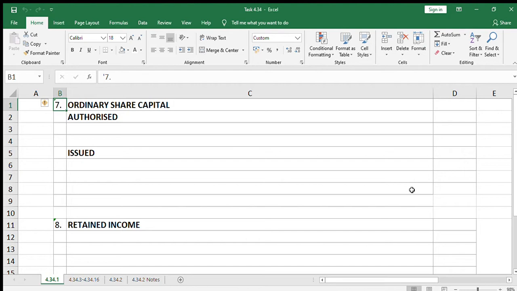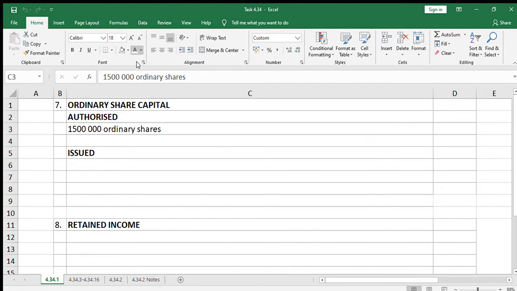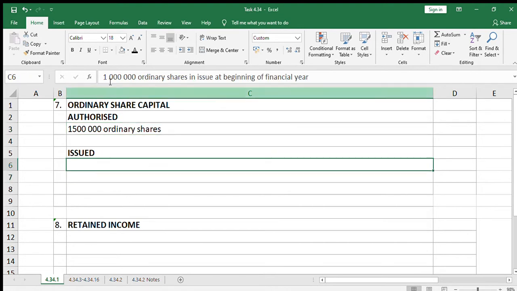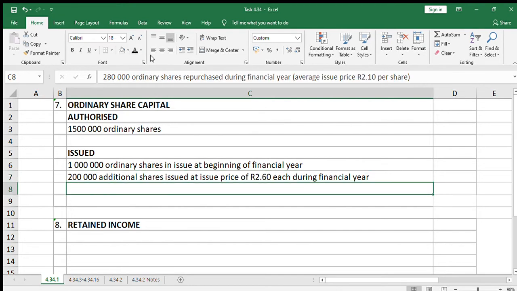Okay, so in 4.34.1 we need to complete the notes of the balance sheet for ordinary share capital and retained income. With ordinary share capital, some of the information was already given to you in the question. 1.5 million ordinary shares authorised, and under issued, 1 million ordinary shares at the beginning of the year, 200,000 additional shares at 260, and 280,000 shares repurchased during the financial year.